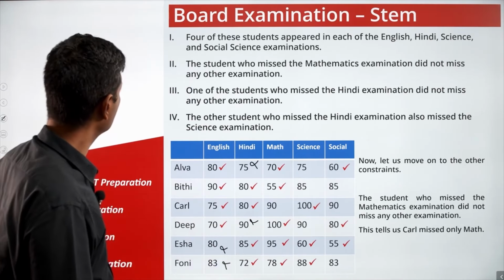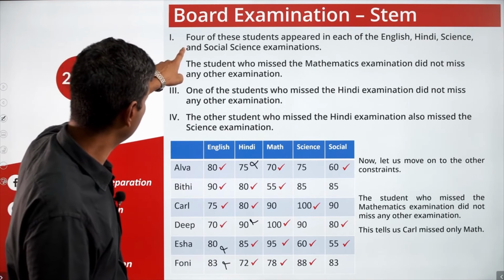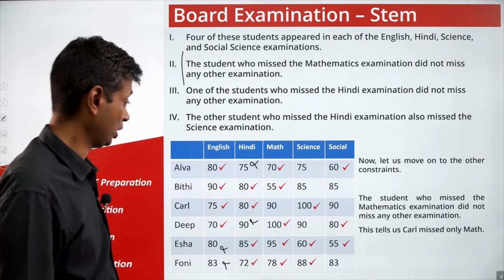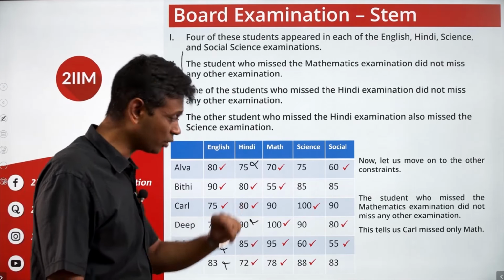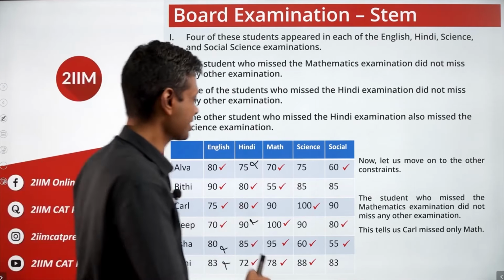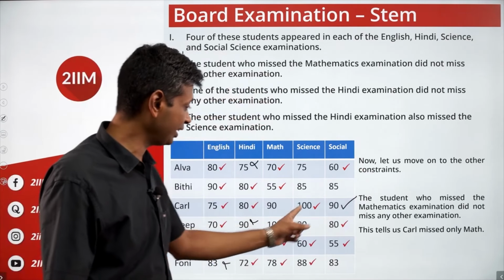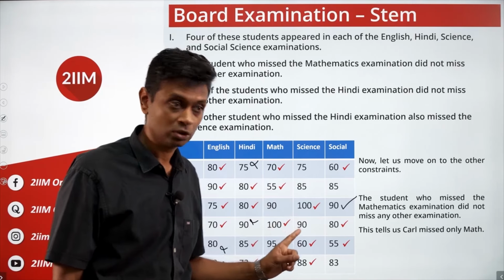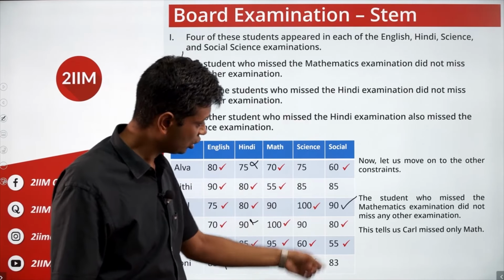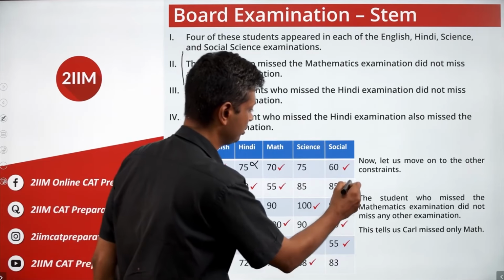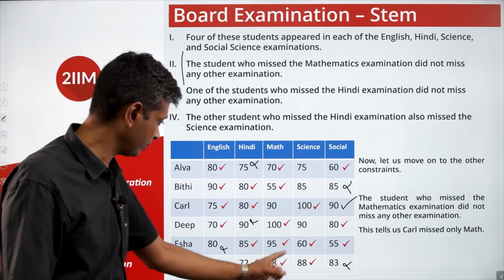Fine. Now let's look at the other constraint. The student who missed the mathematics exam did not miss any other exam. That is very interesting. So only one student missed. That is Carl. Carl did not miss anything else. What does that mean? That means Carl attended. So the average of 100, 90 and 80 is 90. So Carl has attended the social exam also. This simplifies social also for us. So 4 have taken social. This was not taken. This was not taken. So Fani attempted only 3.